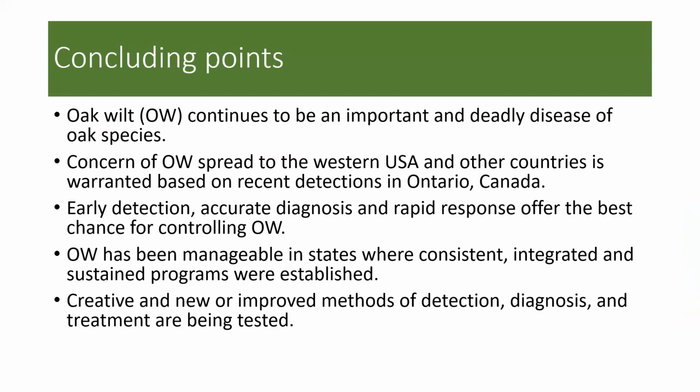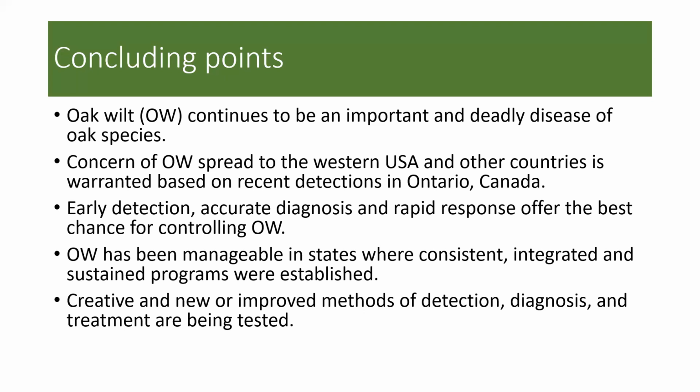Oak wilt continues to be an important and deadly disease of oak species, and now of concern in Ontario, Canada. So there's still concern of its spread to the Western United States, to other countries, as well as further spread in Canada. Early detection, accurate diagnosis, and rapid response really offer the best chance for controlling oak wilt.